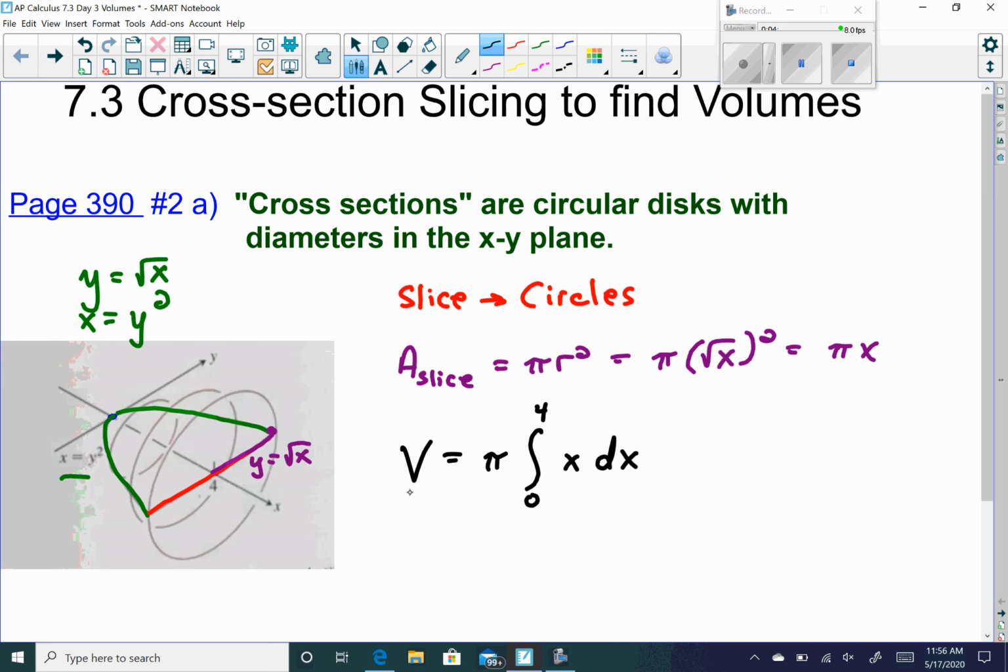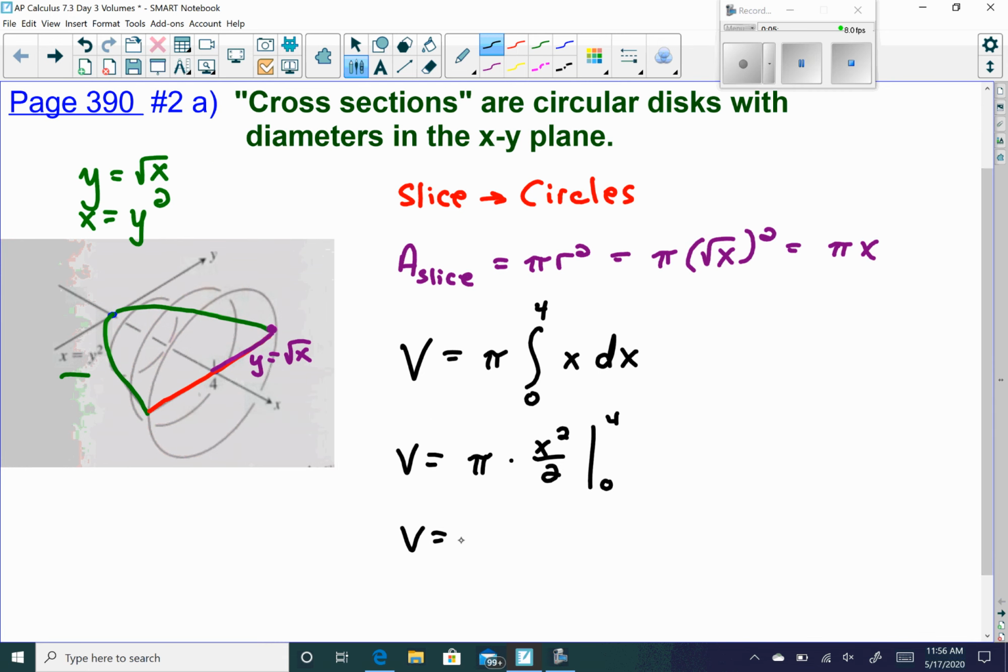So all I'm doing is adding up all of the areas of all the slices here. And as you've seen in the past problems, the integrals we set up are not too complicated. So we could just say pi times x squared over 2 from x equals 0 to x equals 4. So then we'll get, just write it this way, pi times 16 over 2 will just give us 8, and then minus a 0. So we get 8 pi cubic units.